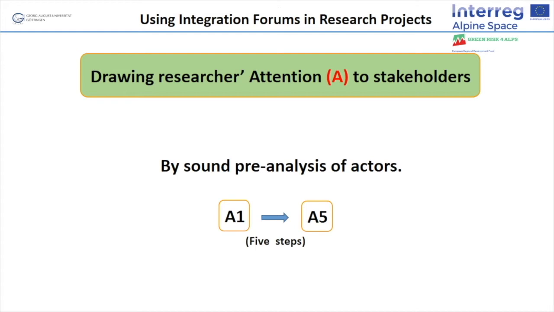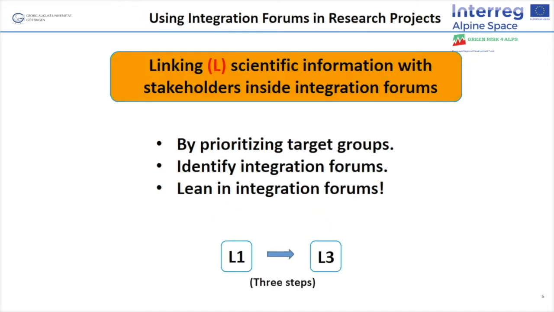The next step identifies and maps affected actors. Steps 3 to 5 analyze actors precisely in regard to their interests, conflicts and power. Having this empirical data, we can link specific scientific information with stakeholders inside integration forums. Linking scientific information with stakeholders inside integration forums takes place by prioritizing stakeholders for knowledge transfer.